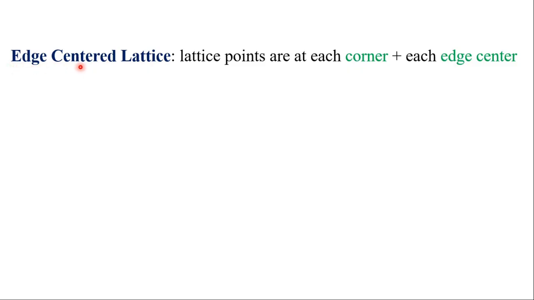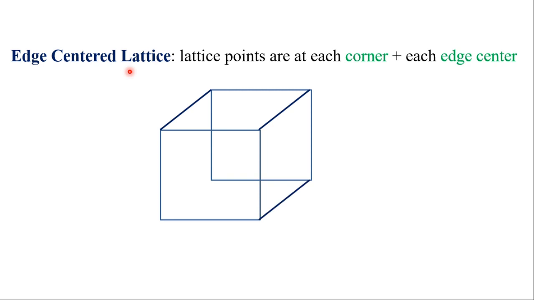So let's find out why edge-centered lattice does not exist in the list. In edge-centered lattice, points will be present at each corner of the lattice as well as at the center of each edge. To understand this, I am going to draw a 3-dimensional geometry. I have converted this drawn 3D geometry into a simple or primitive lattice by marking all the corner points. Now, let's indicate the x direction in the drawn lattice.